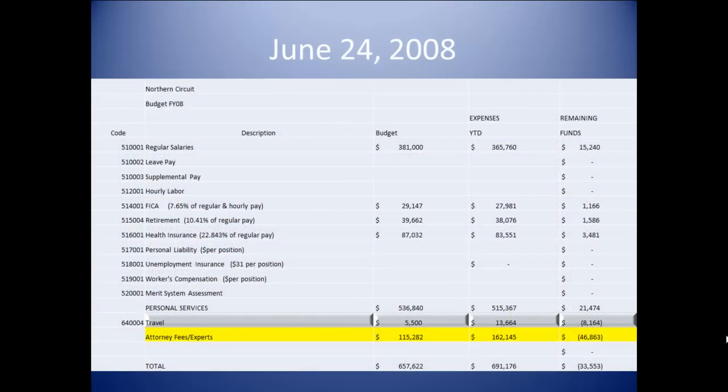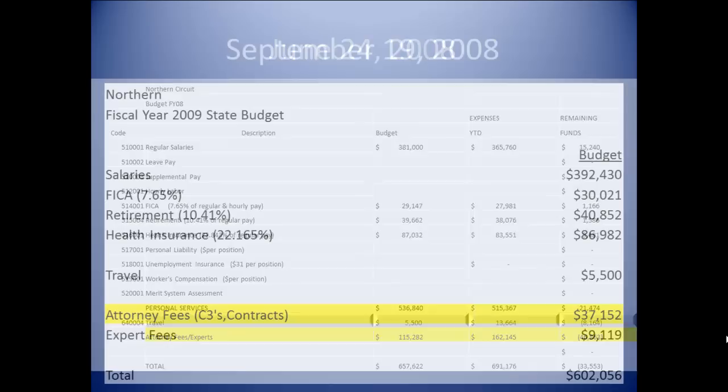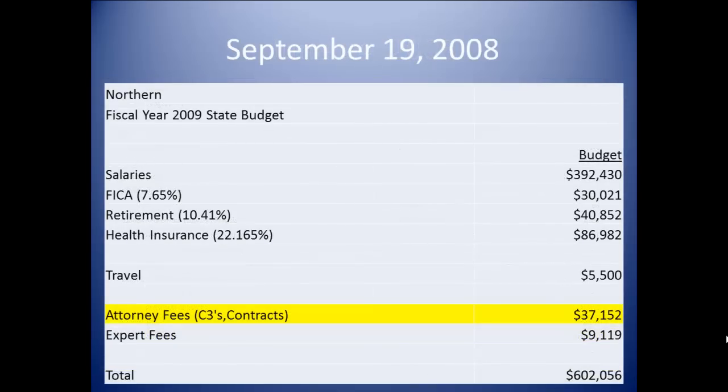I was handed this, the first time I'd seen these numbers, and when I saw that I'd gone nearly $50,000 over budget, I was floored. And I was likewise shocked when Larry informed me at that same meeting that my budget for fiscal year 2009 was going to be only $37,000. A $37,000 budget wouldn't cover the $50,000 deficit. I had no money for conflicts.